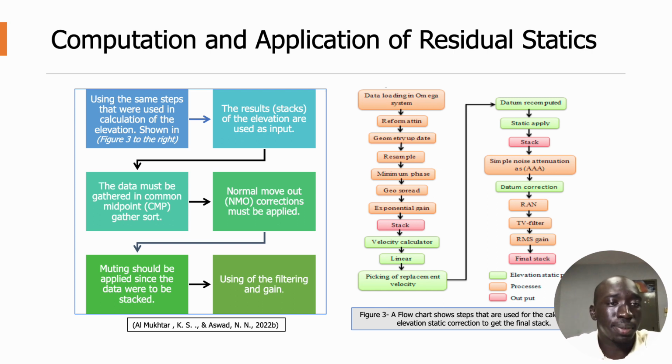Then the data must be gathered in a common midpoint. As we have seen in the previous picture, there is the CMP, which shows us the common midpoint. After that, we need to do normal move out, or NMO, corrections on the data. After applying the NMO, muting should be applied since the data were supposed to be stacked. Then we will use filtering and gain. Here we shall be able to get our final results, as it has been followed in this research by Al-Maktar. Okay, moving on.